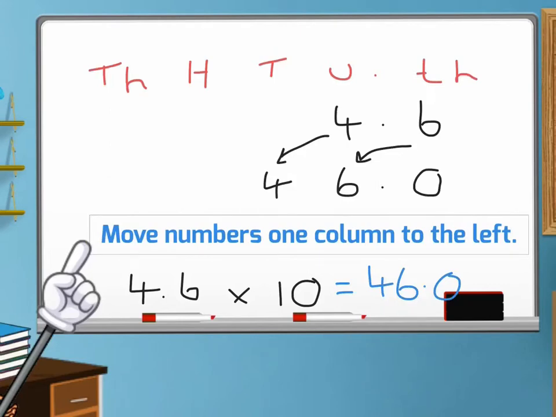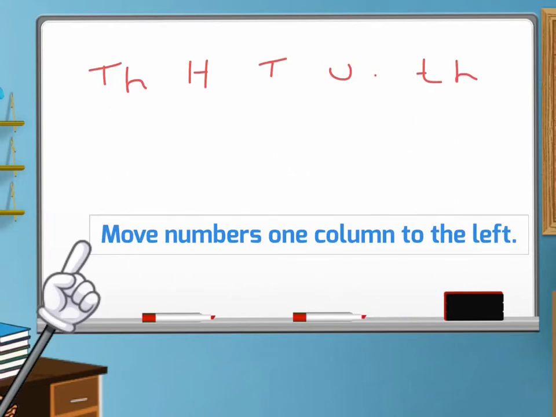That's right, we can write that as just 46. So 4.6 times 10 would be 46, or 46.0. We're going to look at another example now, and this time we're going to have a number in the units, a number in the tenths, and a number in the hundredths column. And we're going to be multiplying that by 10.